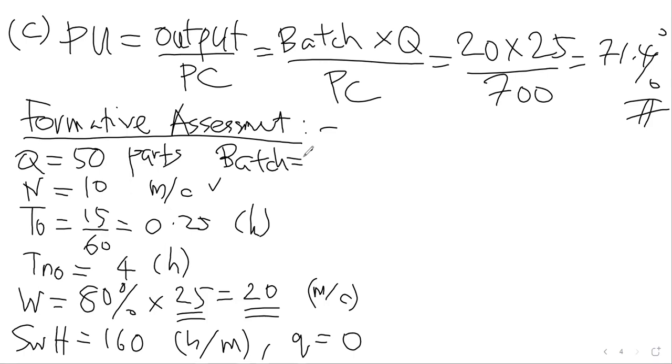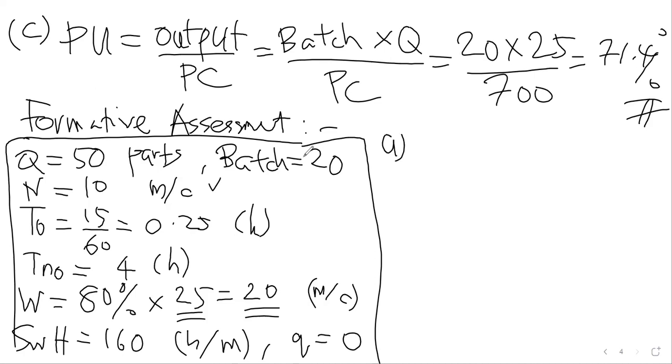They have 20 batches. So this is all data from the formative assessment. We have quantity, batches, number of machines, operation time, non-operation time, 20 machines, and shift hours time is 160 and scrap is 0. So from this one, you need to calculate the same thing.